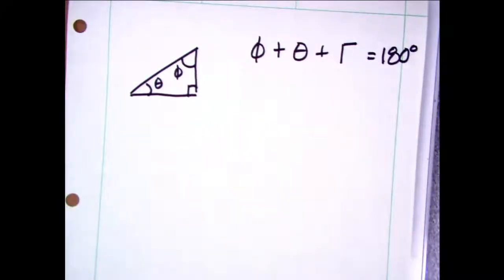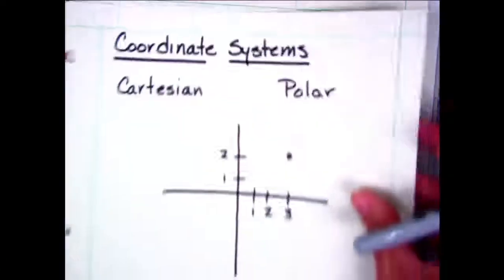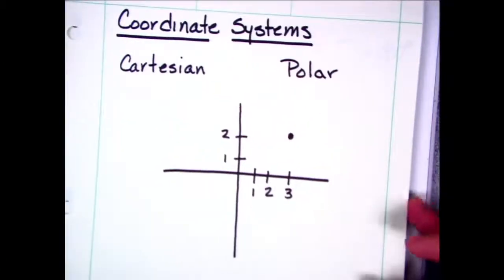One of the things we also need to look at are coordinate systems. How do we identify someplace in space? We typically use two coordinate systems. We use something that's called the Cartesian coordinate system and something that's called the polar coordinate system.